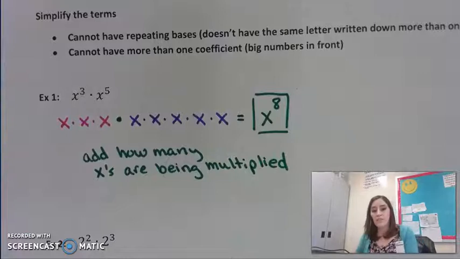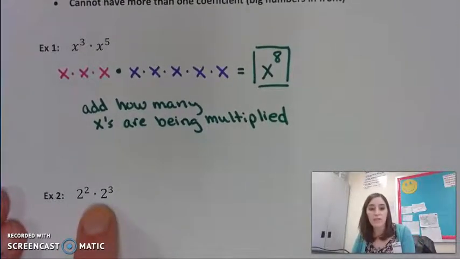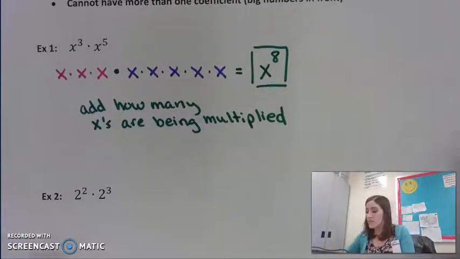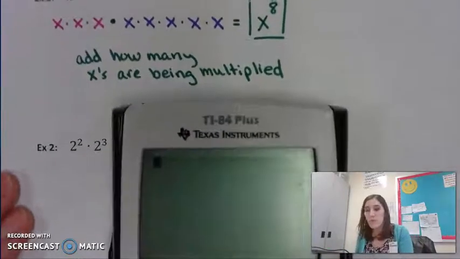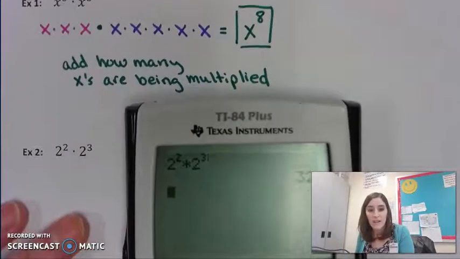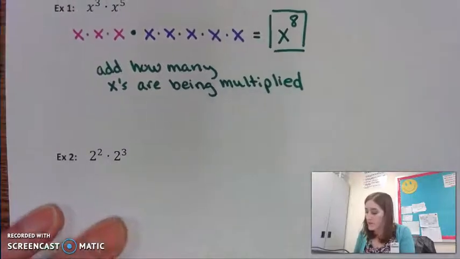Now for the next example, this one is numbers instead of letters because I want to prove to you that these two things are actually the same thing. So I'm going to show you what the answer is for example number 2 if I was going to use my calculator to do this. So I've got 2 squared and I'm multiplying that by 2 to the 3rd power. When I hit enter, I got 32 for my answer.